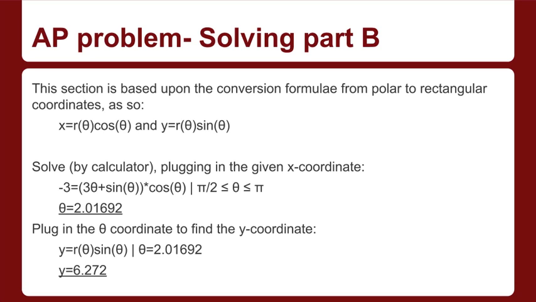Again, using a calculator is nearly required here, so use the solve function to get the theta that lies between pi over 2 and pi. This should be 2.01692, and keep that full value, we'll need it in just a bit.